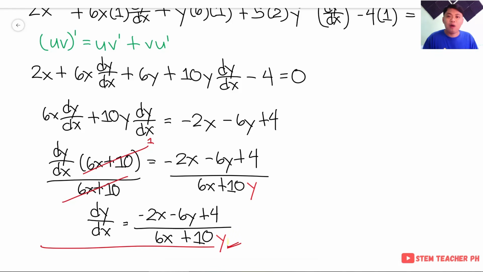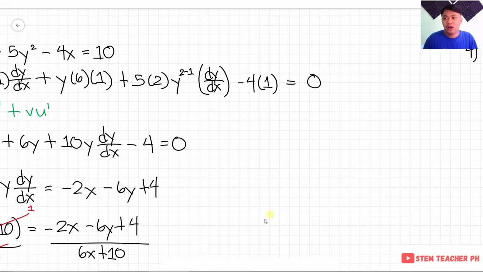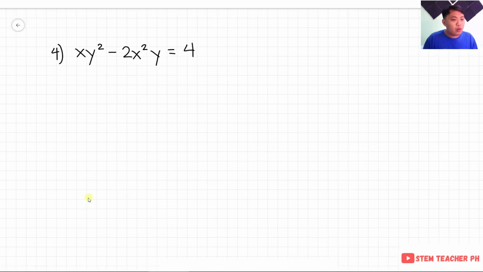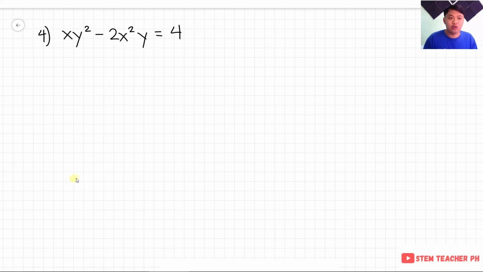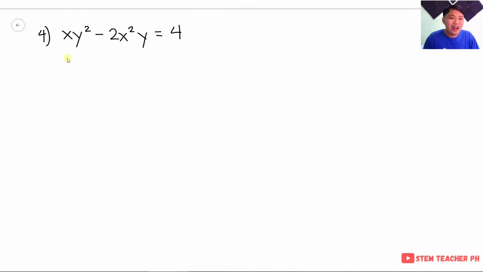Now that we are done with our third example, let us proceed to our fourth and last example for this lecture video. So we have here xy squared minus 2x squared y is equal to 4. If we notice, we have a product xy squared here, and we also have a product of negative 2x squared and y. So we will use the product rule of differentiation twice. Again, recall that we let u and v be functions of x and y. To get the derivative applying the product rule, we copy the first, u, times the derivative of the second, v, plus we copy the second function times the derivative of the first function u.